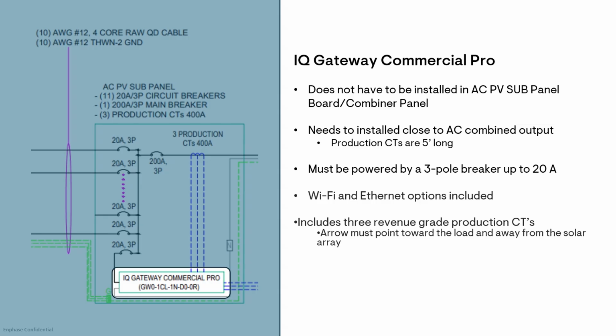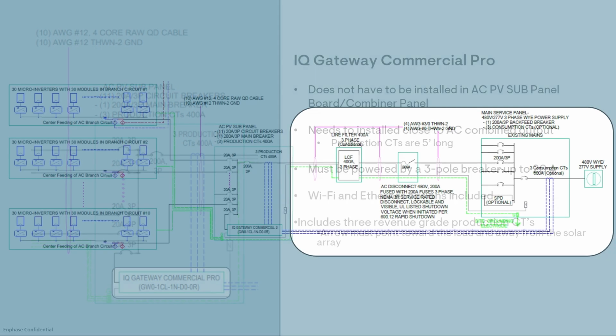It must be powered by a 3-pole breaker of up to 20 amps, has Wi-Fi and Ethernet options included, and it includes 3 revenue-grade production CTs that when the CTs are installed on the AC output, the arrow must point toward the load and away from the solar.